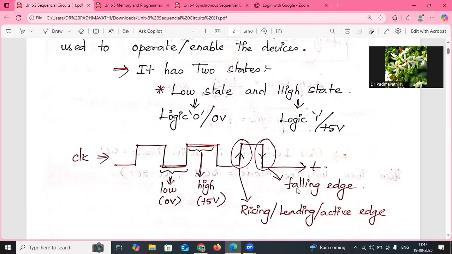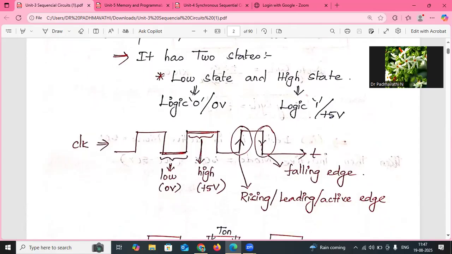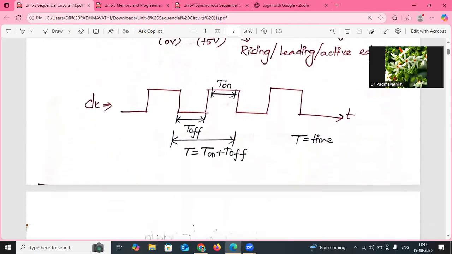In the next video we are going to discuss the falling edge and rising edge. Falling edge means from 5 to 0, that is high to low. And rising edge, or the leading edge, means logic 0 to logic 1, that is low to high, or 0 to plus 5. So these are the two types of clock signals. Based on these clock signals, the output of the sequential circuit can be varied.